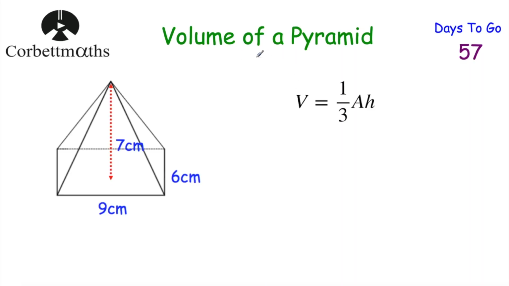Okay, so today we're going to be looking at the volume of a pyramid and the volume of a cone. So let's start off by looking at the volume of a pyramid. To find the volume of a pyramid, we do a third the area of the base multiplied by the height. So we do a third of the area of the base and then we multiply that by the height, and that'll give us the volume of the pyramid.